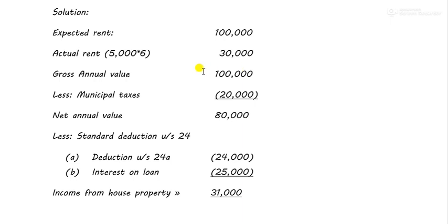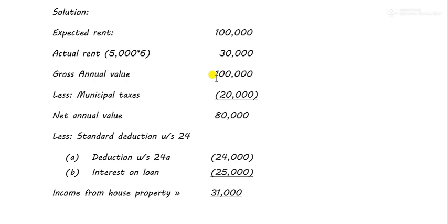So actual rent is 30,000 and gross annual value 1 lakh. Okay, so expected rent and actual rent. So we know that gross annual value is the higher of expected rent and actual rent. So simply we take 1 lakh as the gross annual value. Now, why did we take 1 lakh as the gross annual value? Isn't it unfair on the part of the assessee that he is letting out the property for half a year and the gross annual value is 1 lakh?